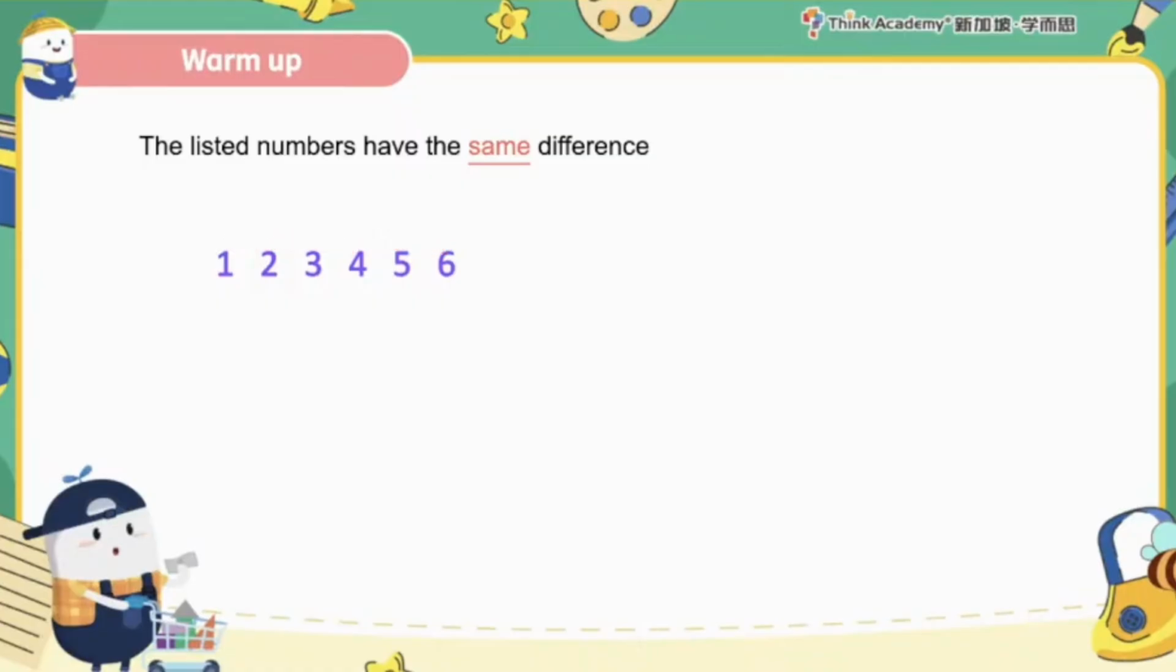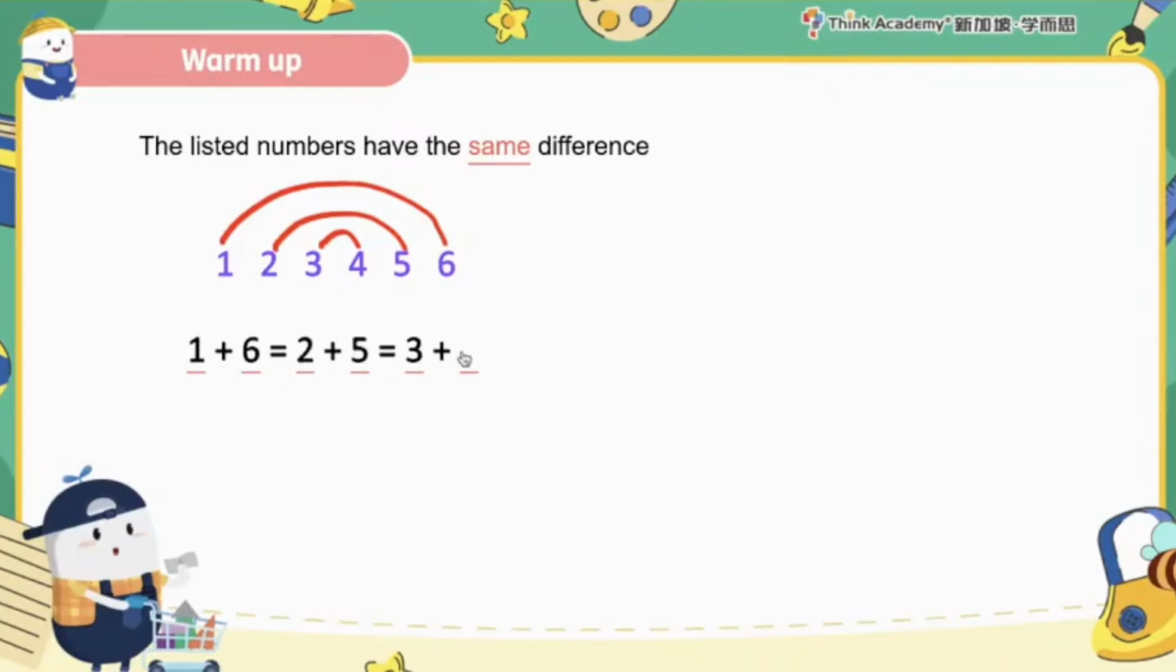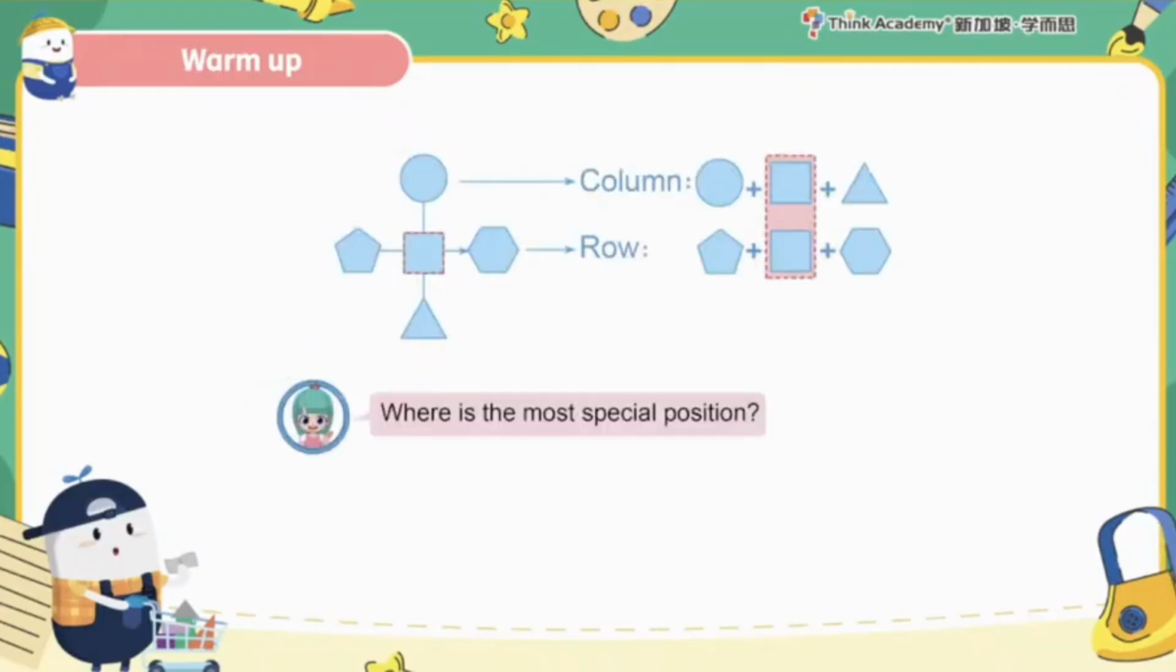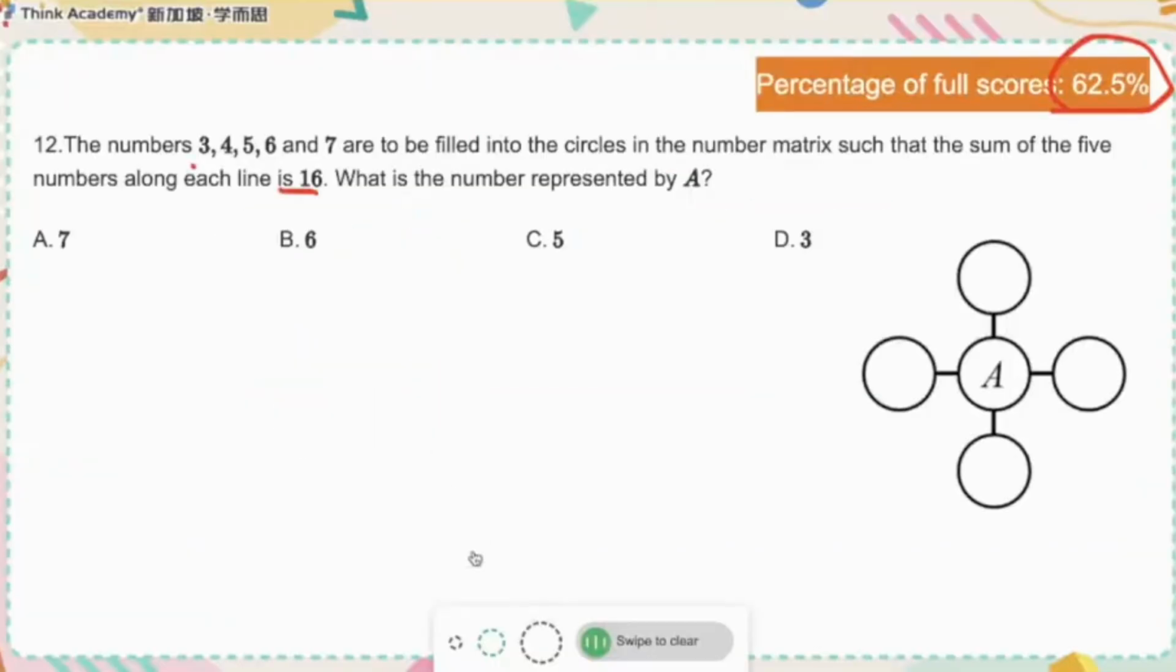So this time, we can just think about the rainbow method. That is 1 plus 6 equals 7, 2 plus 5 equals 7, 3 plus 4 equals 7. So the little head and the little tail, if we add them, we get the same sum, right? So this can help us a lot. You can find that 1 plus 6, 2 plus 5, 3 plus 4 have the same sum, right? So this time, let's get back to this question.